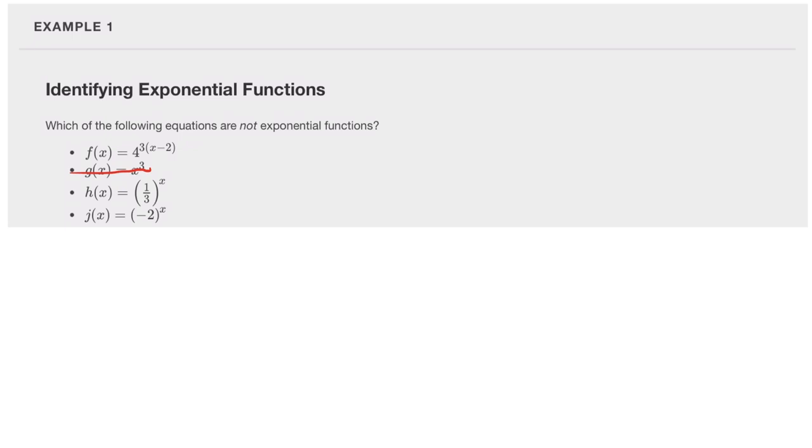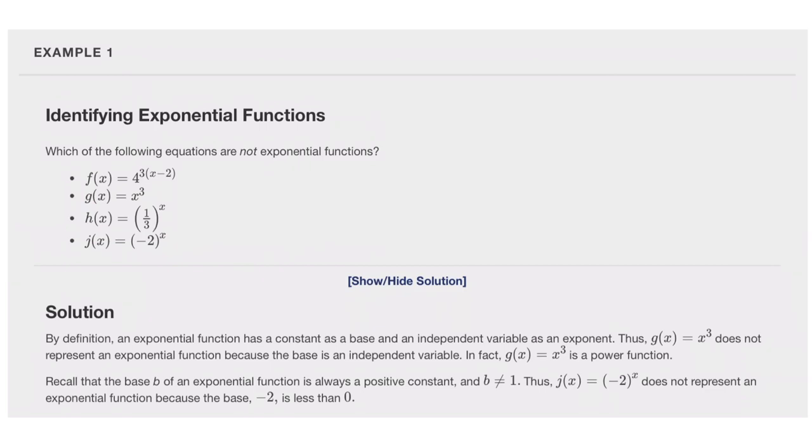Wait a minute. Also with J, notice that the base is negative. So a negative base is not indicative of an exponential function. So J is not exponential as well. Okay, I think the rest of them are good to go. So G and J.